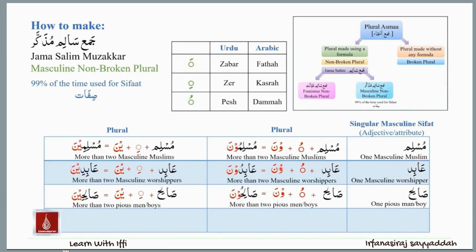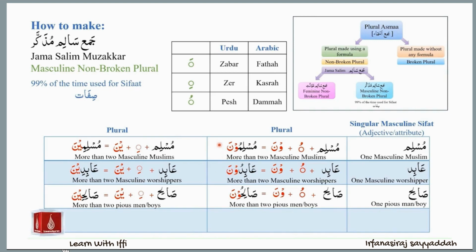Muslim becomes Muslimuna or Muslimina. Abid becomes Abiduna or Abidina. Saleh becomes Salihuna or Salihina. If we look at the first column, we have Muslimuna, Abiduna, Salihuna. We notice that there is a pattern here. There is a consistency here.